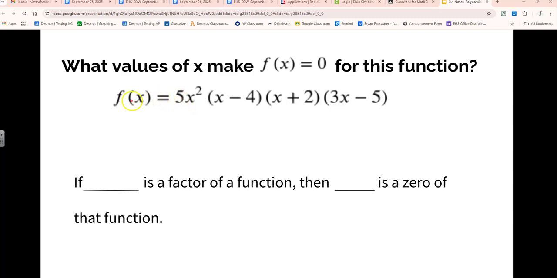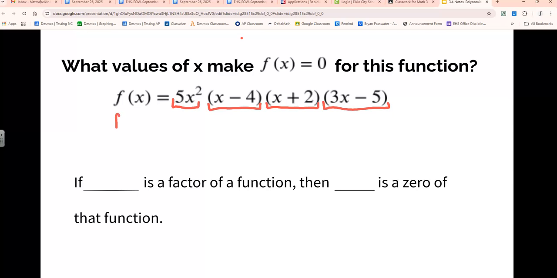So if we have a function that is already factored out here for us, so we see things that are multiplied in parentheses here, it makes it pretty easy to find the zeros of this function. Because if I make any piece of this function equal to 0, any factor of this function equal to 0, then the whole thing will equal 0. For example, one of the zeros of this function is 4.